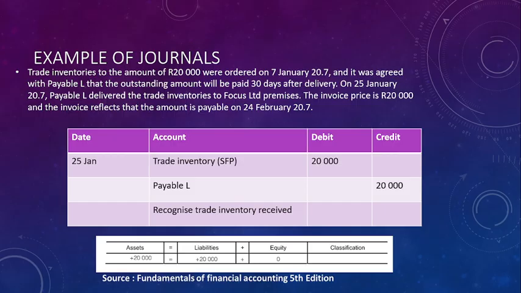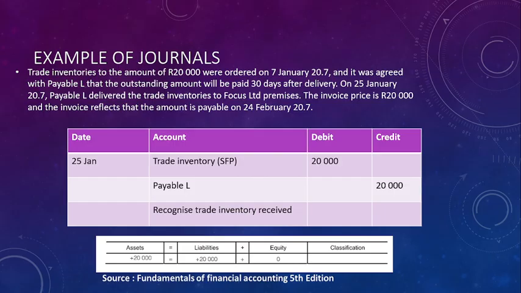So with this example, it says that the trade inventory was bought, it was ordered, it's 20,000 rand, and then it was only delivered on the 25th. And the invoice price of it is 20,000. We already said that, right? And the amount is payable on the 24th. Now, one thing to notice is the dates, like we said, right?